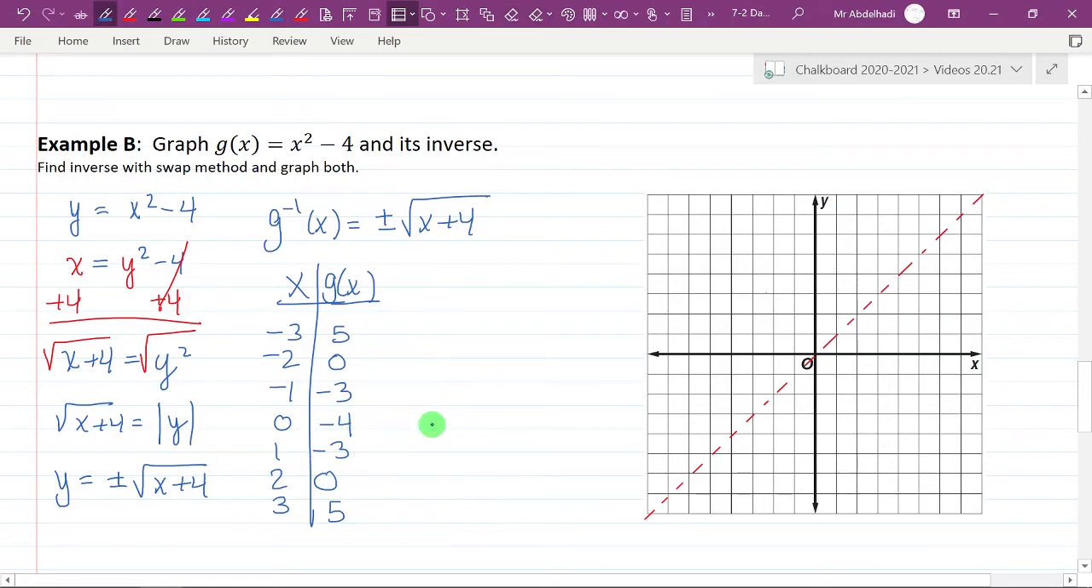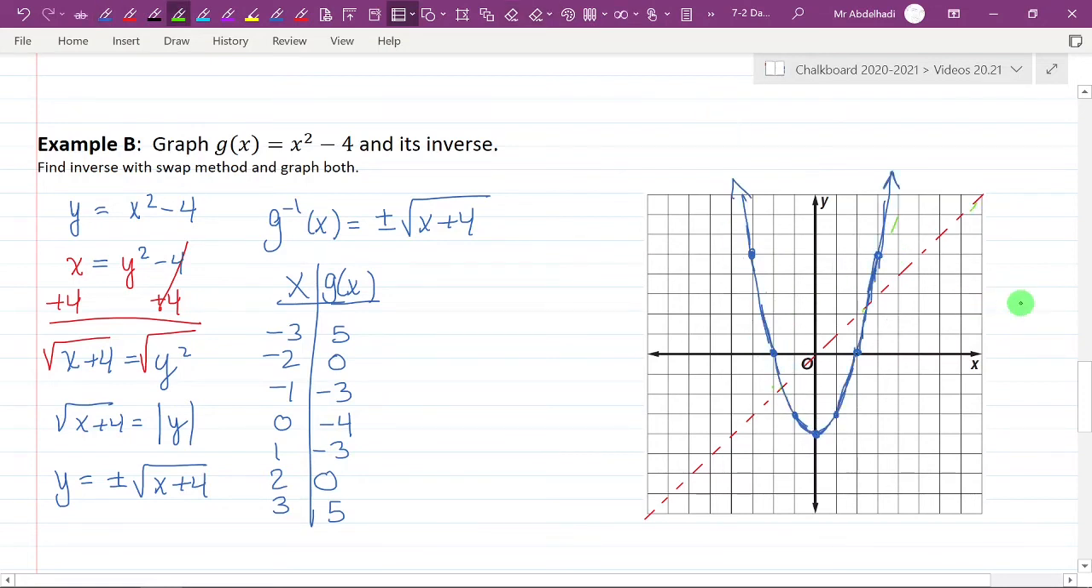So let's graph it. Negative 3 comma 5, so negative 3 comma 1, 2, 3, 4, 5. Negative 2 comma 0. Negative 1 comma negative 3. 0 comma negative 4, right there. 1 comma negative 3, there. 2 comma 0, there. And 3 comma 5, there. And you can see it's very symmetrical. Okay, so there's our parabola.